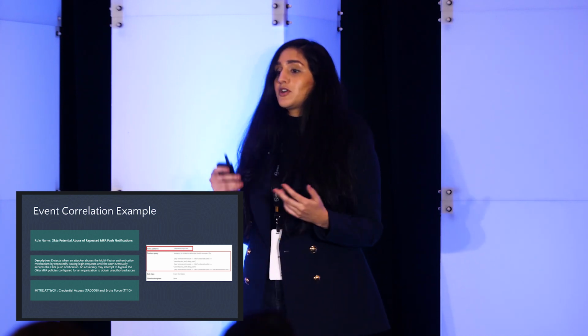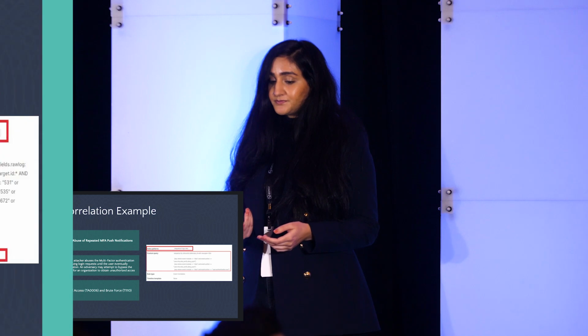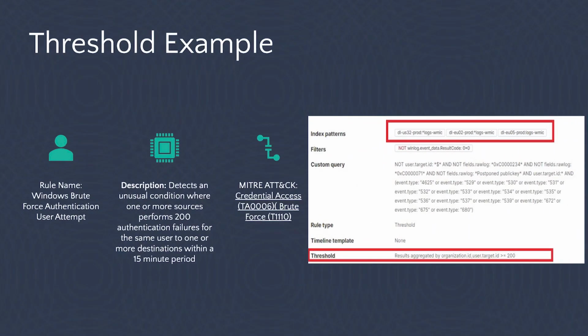And essentially all of our rules are mapped to MITRE. And this one is a threshold example. This one checks for Windows brute force authentication attempt, and essentially it detects any abnormal behavior where one or more sources perform 200 authentication failures for one user to one or more destinations.